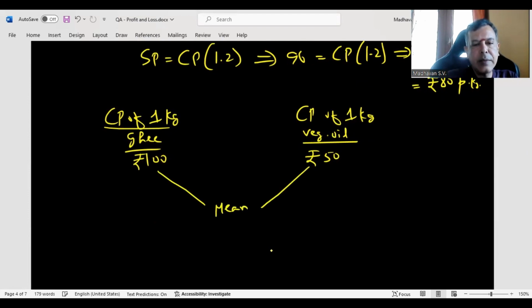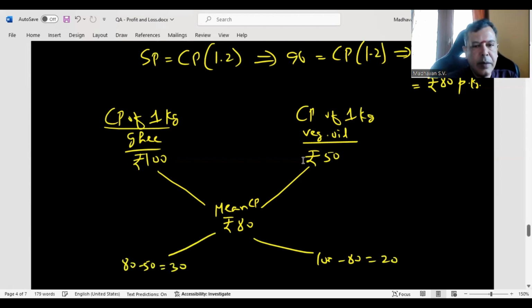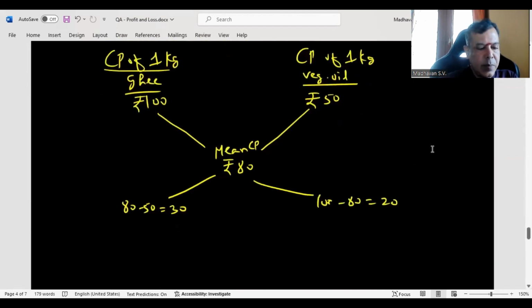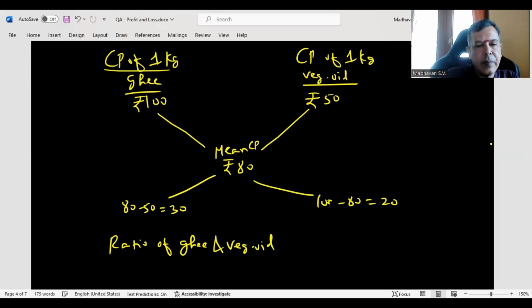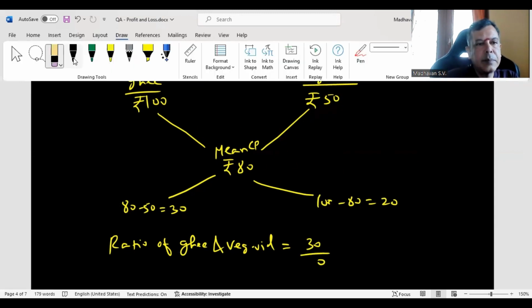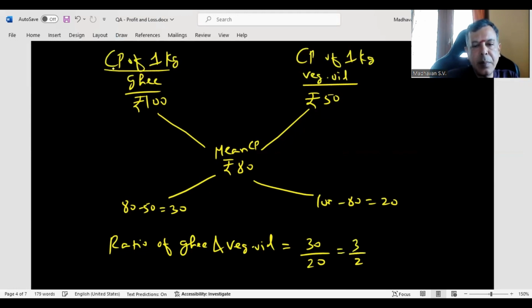Here we will get the mean price. We just now calculated the mixture's cost price, or mean cost price, mean CP. We already calculated that to be rupees 80. So this side it will become 100 minus 80, so it is 20. This side it will become 80 minus 50, which is 30. Now, first two, they gave us the ghee cost. That means the ratio of ghee and vegetable oil will be 30 divided by 20, which is nothing but 3 by 2.